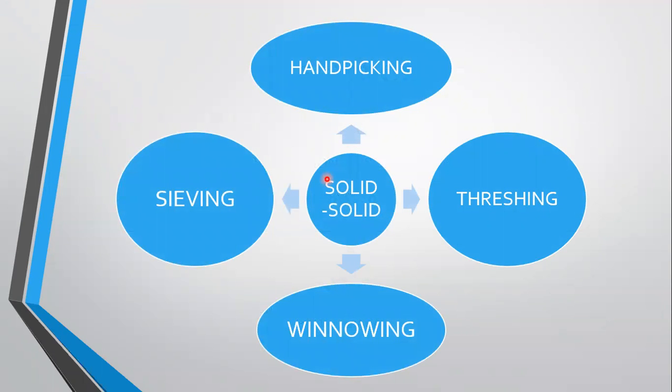Some of the common methods of separation of a solid from another solid are handpicking, sieving, threshing, and winnowing. Let's discuss each one of them in detail.